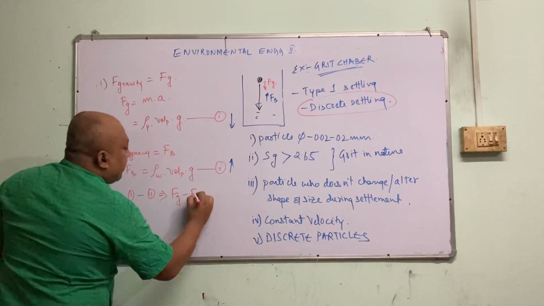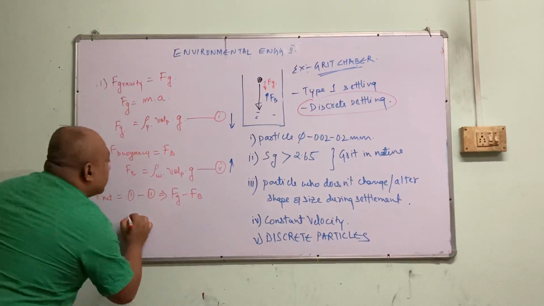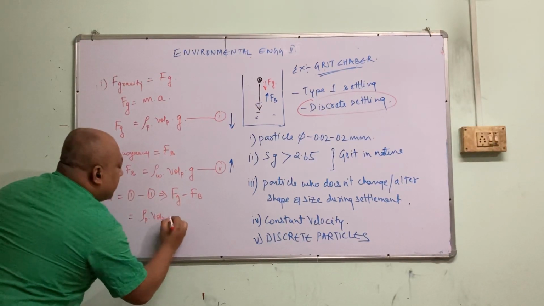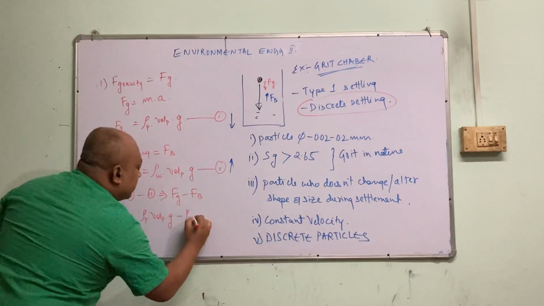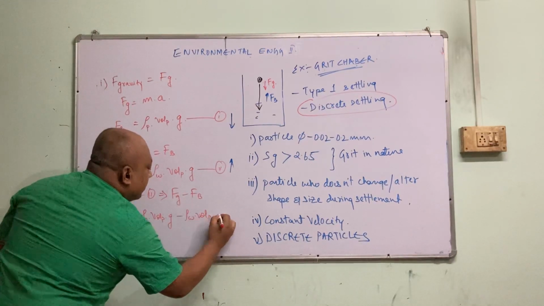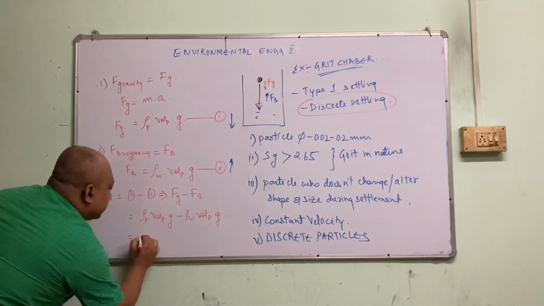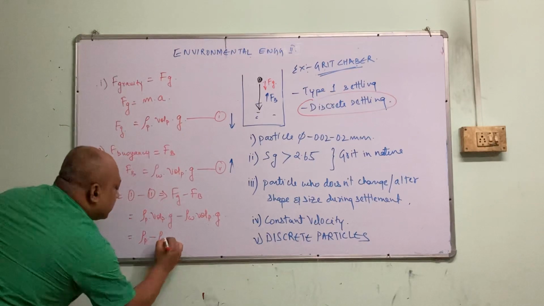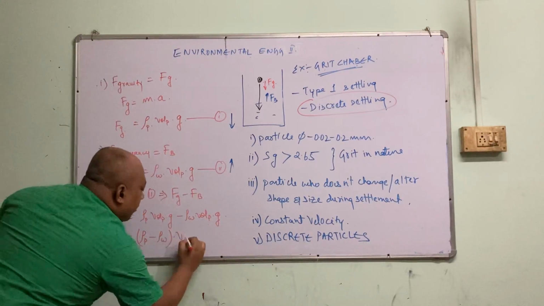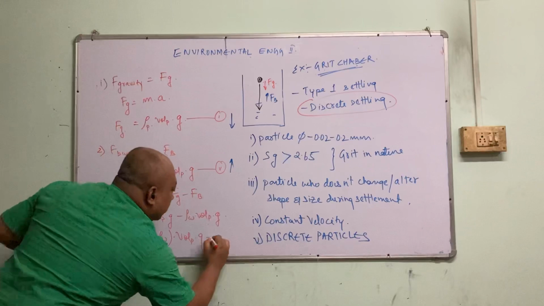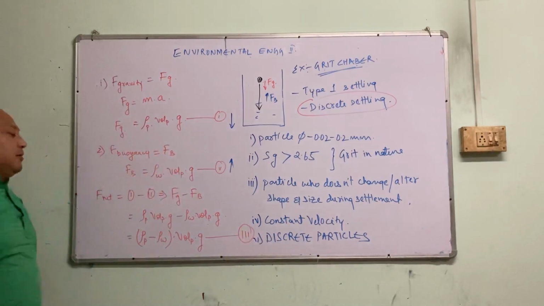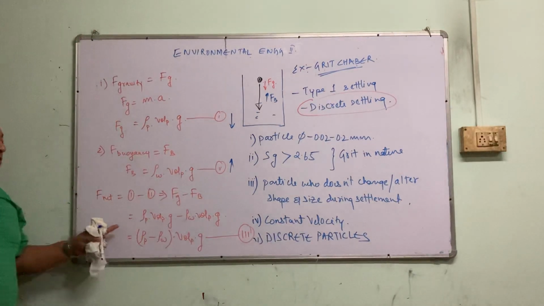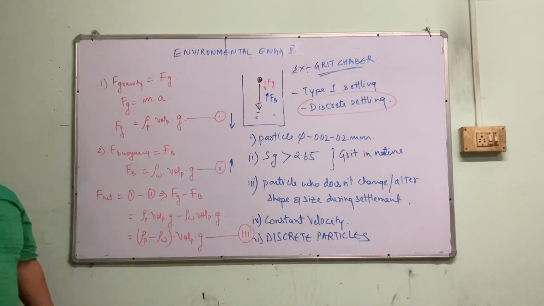F net is Fg minus F buoyant, which is equal to density of the particle into volume into g, minus density of water into volume into g. So I can write it as density of the particle minus density of the water, into volume, into g. This is equation number 3. This is the F net. Now, the moment the particle settles down, it is going to settle down with this force. Fine.